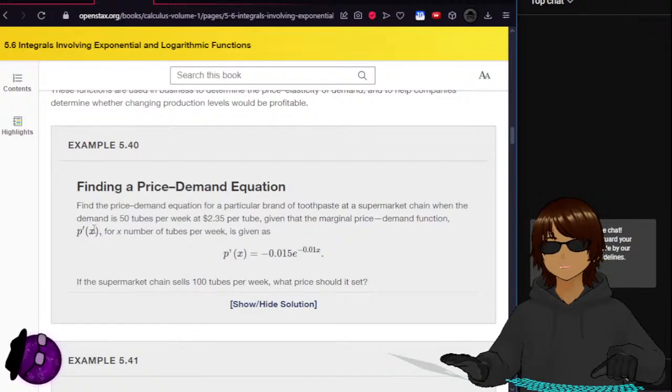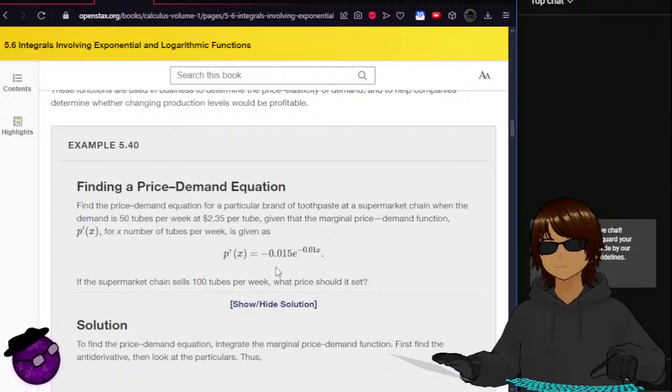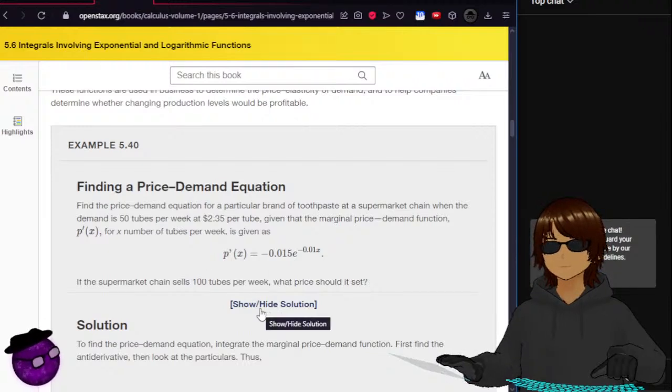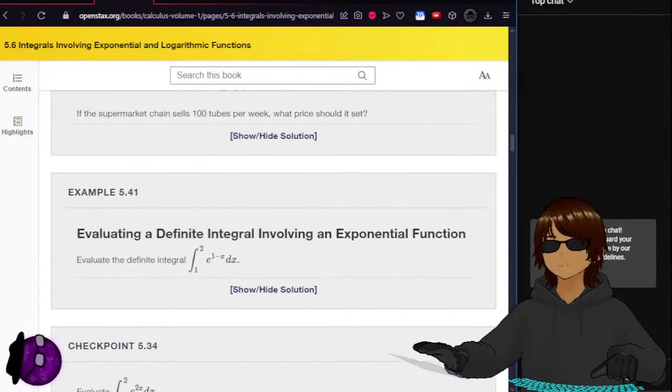So over here you input the number of tubes and you get the... what do they mean by marginal price demand function? I don't get what they mean by marginal. Okay, never mind this.